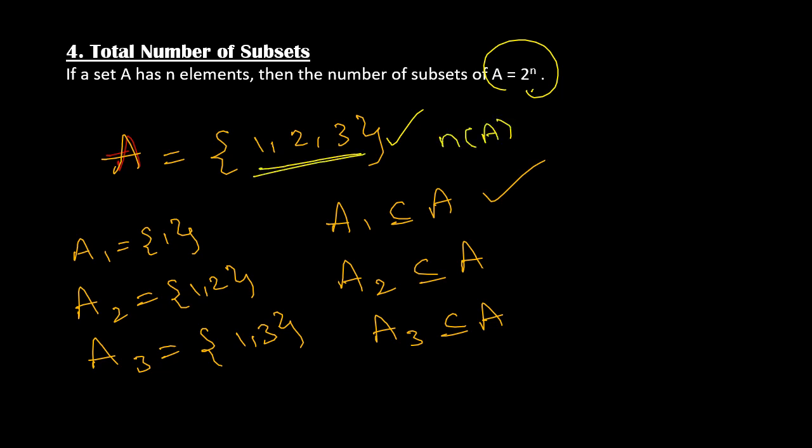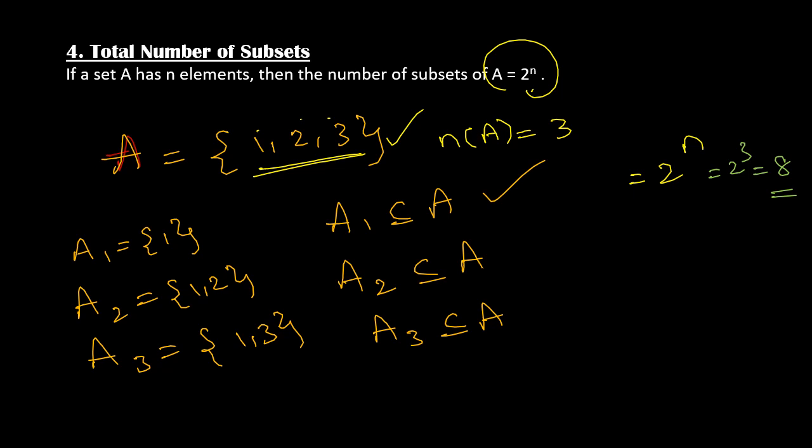The number of elements in set A is denoted by this notation. The number of elements in set A is what? 3. 1, 2, 3, right? Then what is the formula for the number of subsets? The number of subsets is 2 power n. In our case, n is 3, right? So 2 cubed is 8. So we will get 8 subsets. There is a specific name for that, which I'll tell you in the next slide: we will call it a power set.